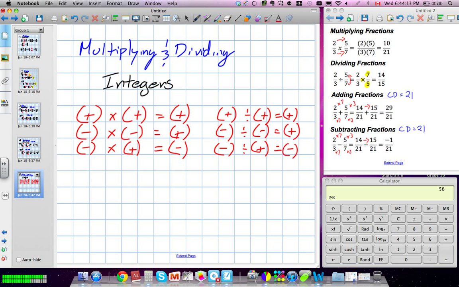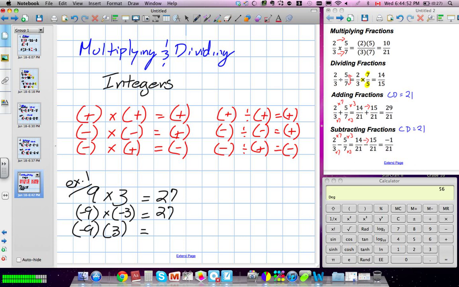Okay, so let's say we had, we'll use 9 times 3. That's our first example. Example 1. 9 times 3, that's a positive times a positive. We're going to get positive what? 27. Good. What about negative 9 times negative 3? 27. Positive or negative? Positive. Good. Negative 9 times positive 3? Negative 27. Good. And what about negative 3 times positive 9? Same thing. Yes. Good.